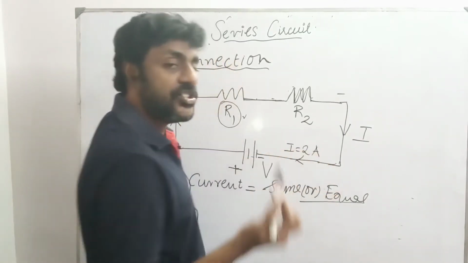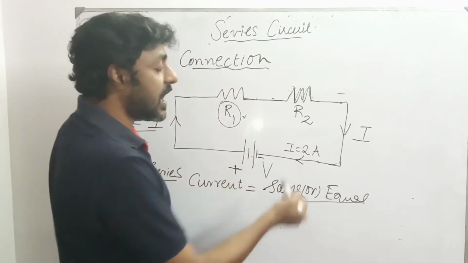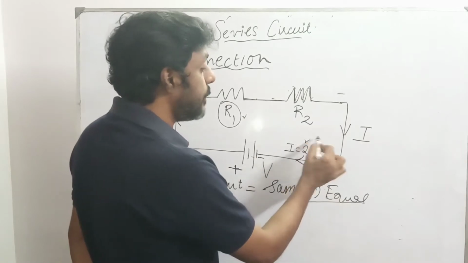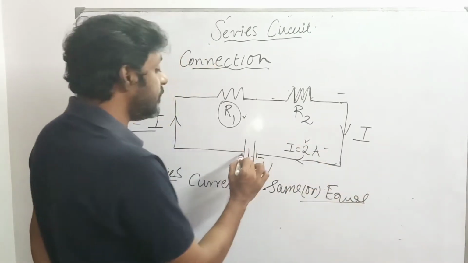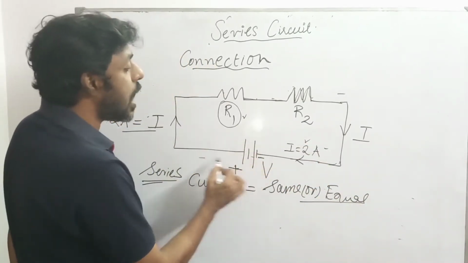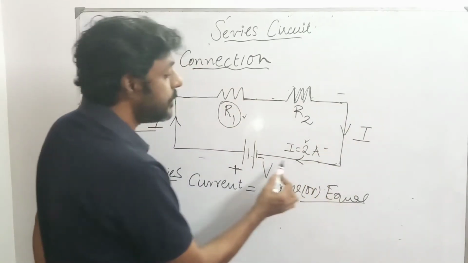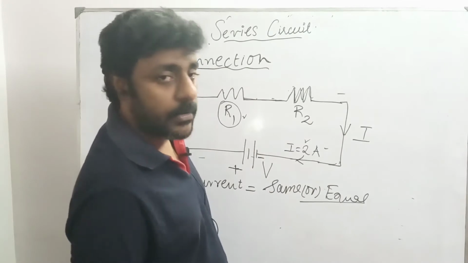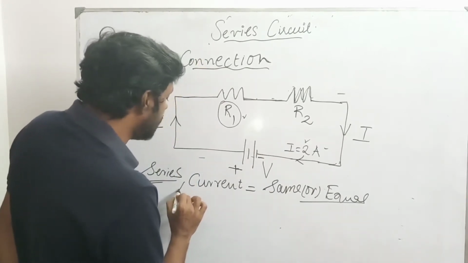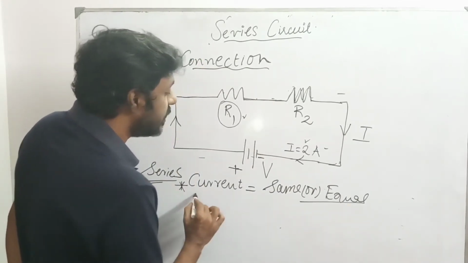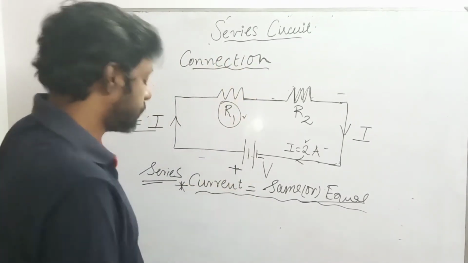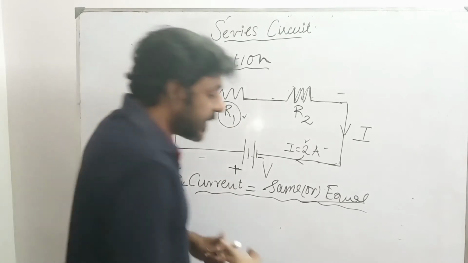There won't be any change. The current won't be reduced or increase. So you won't be getting a 1 ampere or 5 ampere. Whatever the value of the current that is flowing outside the battery will be same when the current enters into the negative terminal of the battery, right? So this is one important concept. In a series circuit, the current will be same. It won't change. So the current is same.